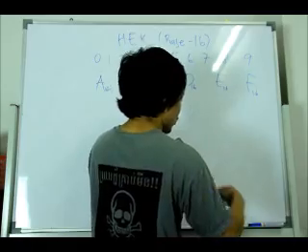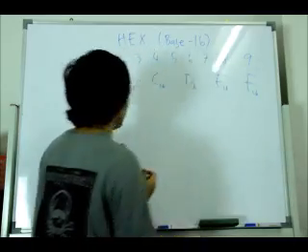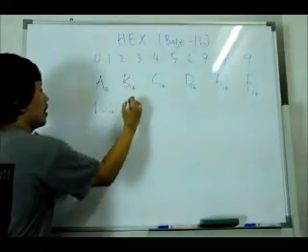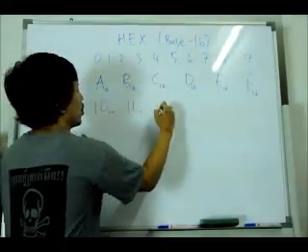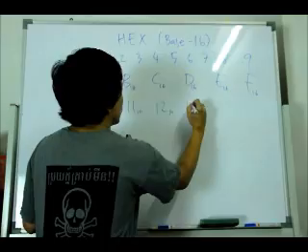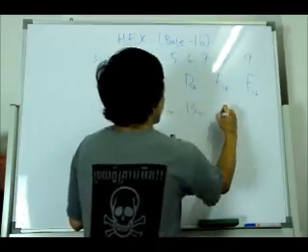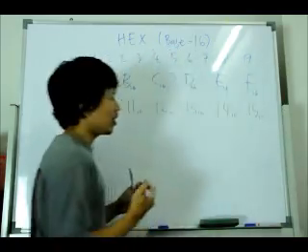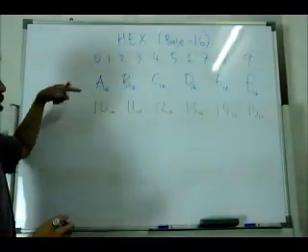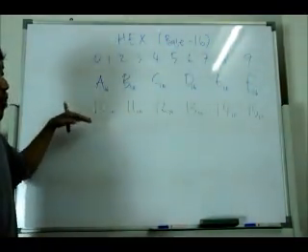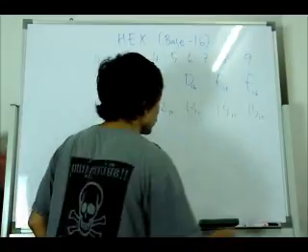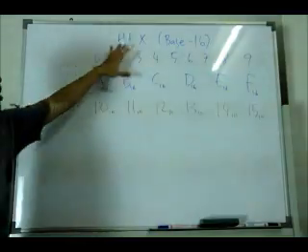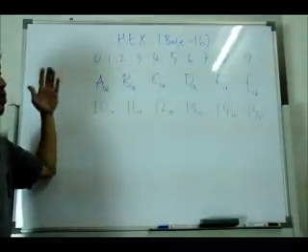Which are equivalent respectively to base 10 of 10, 11, 12, 13, 14 and 15 respectively, right? So this is base 16, this is base 10, which is what we are familiar with. When and how do they do this, or when would this hexadecimal numerical system be used?